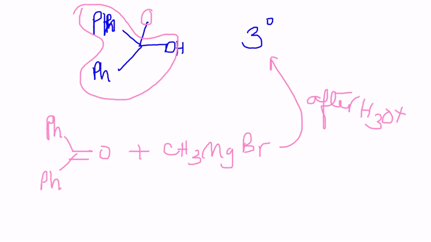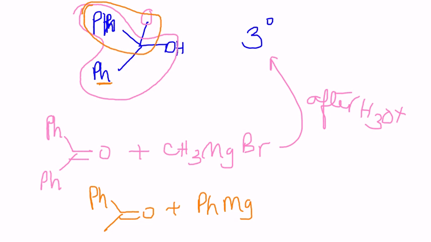Another way to visualize this would be if you keep the phenyl and the methyl and add the phenyl from the Grignard. So now you will be talking about acetophenone, phenyl magnesium bromide, and that after hydrolysis is going to give you your tertiary alcohol.